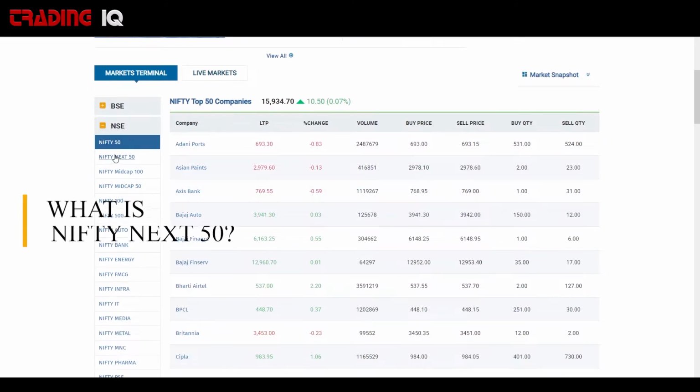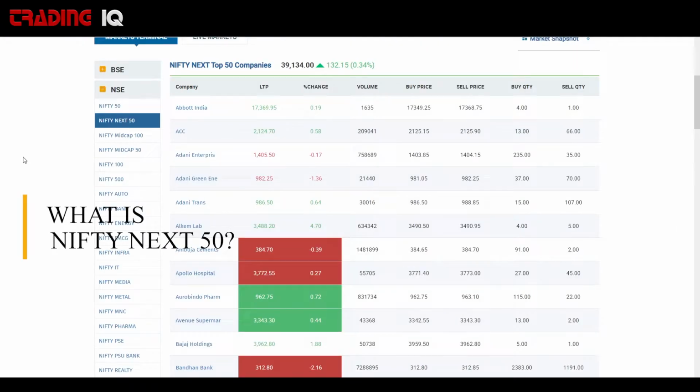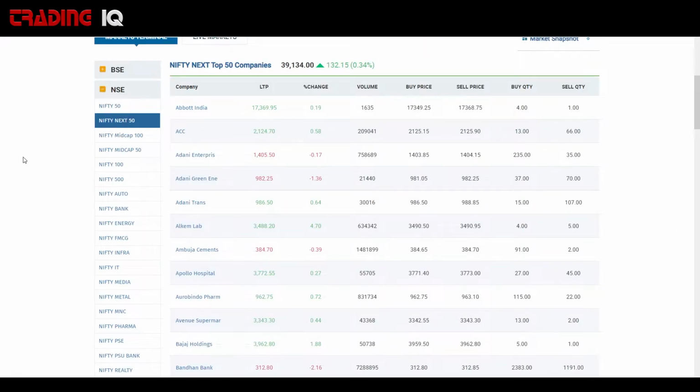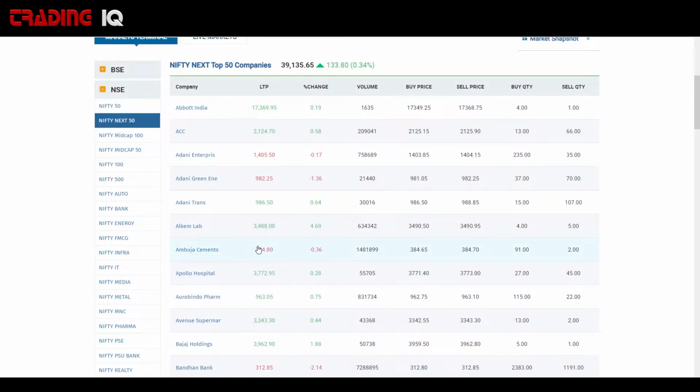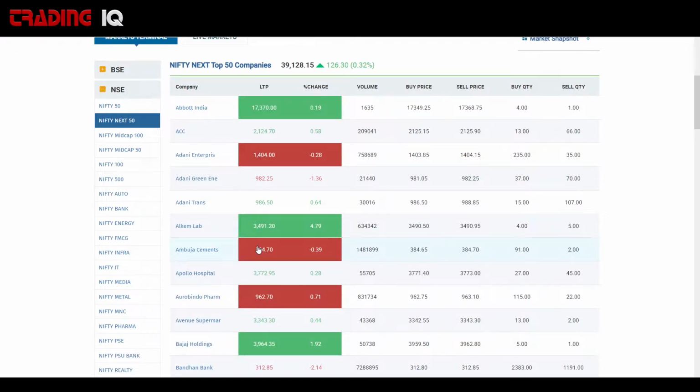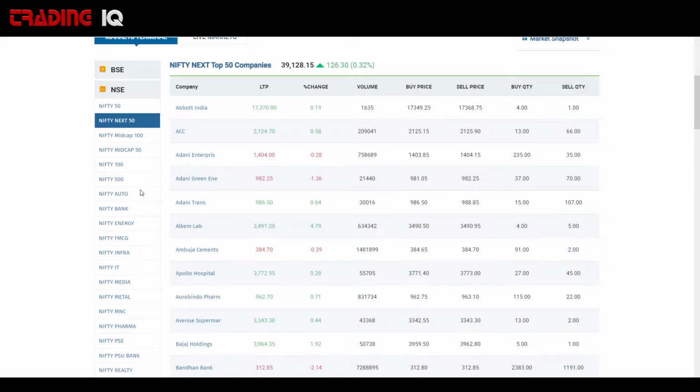Now, what is Nifty Next 50? It is the index that represents the weighted average of 50 potentially large companies who are fighting for their place in Nifty 50. Okay. Similarly, we have these other sectoral indices.